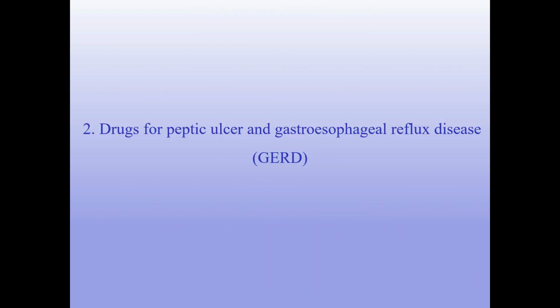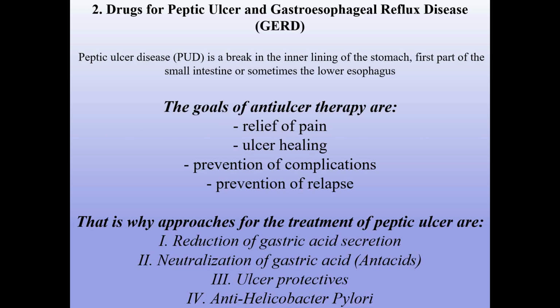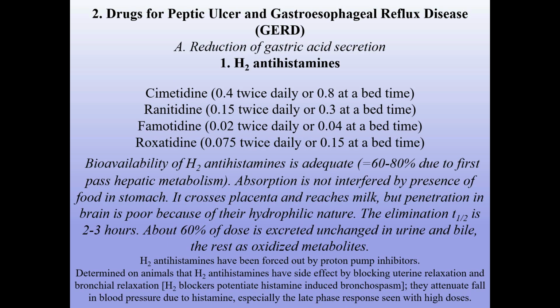The next part of our lecture is drugs for peptic ulcer and gastroesophageal reflux disease. Peptic ulcer is a break in the inner lining of the stomach, first part of the small intestine, or sometimes the lower esophagus. The goals of anti-ulcer therapy are relief of pain, ulcer healing, prevention of complications, prevention of relapse. That is why approaches for the treatment of peptic ulcer are reduction of gastric acid secretion, neutralization of gastric acid, antacids, ulcer protectives, anti-Helicobacter pylori.